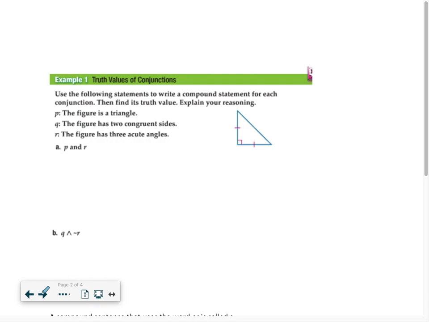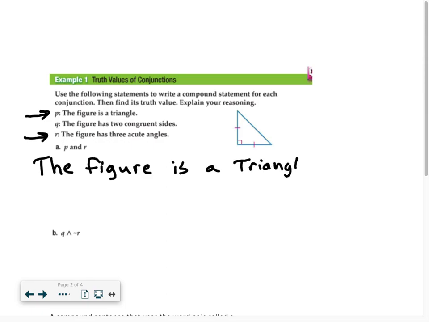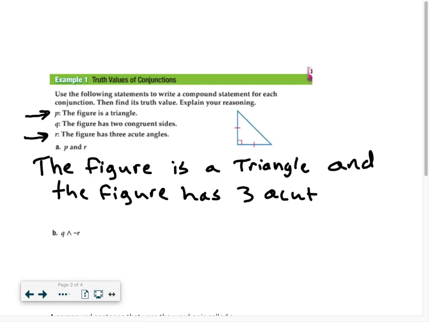Let's look at a few examples here. So this is saying P and R. So we want to look at statements P and R. P: the figure is a triangle. And what's the other statement we're combining with that? R: the figure has three acute angles. Okay? So this is an "and" one.